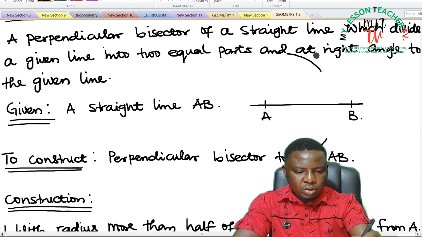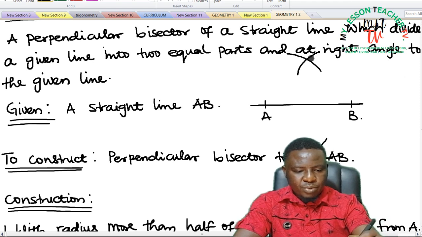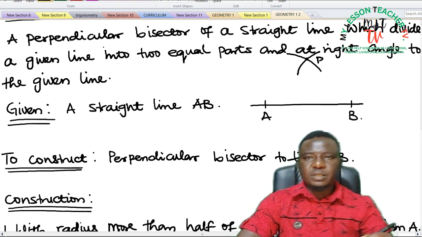Do same with the second, with point B as center. Construct, it gives you this and this. Now name the upper part point P and the lower part as point Q. Now join point PQ.